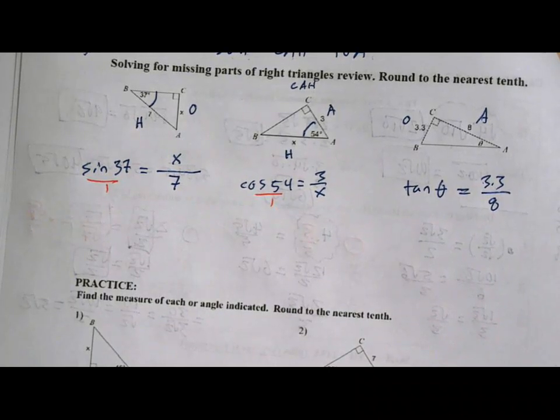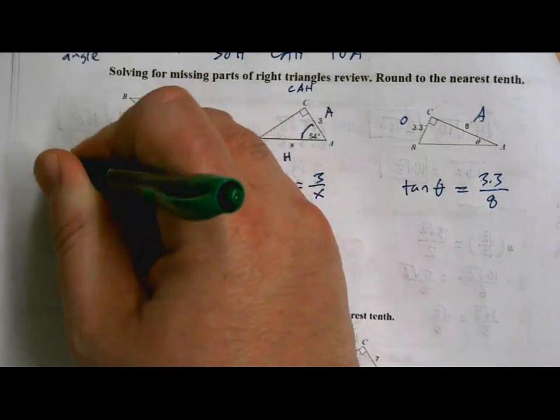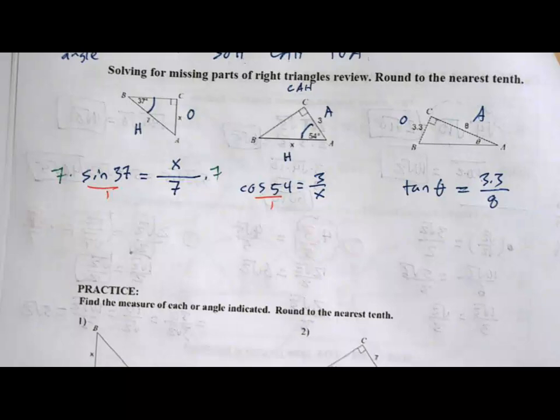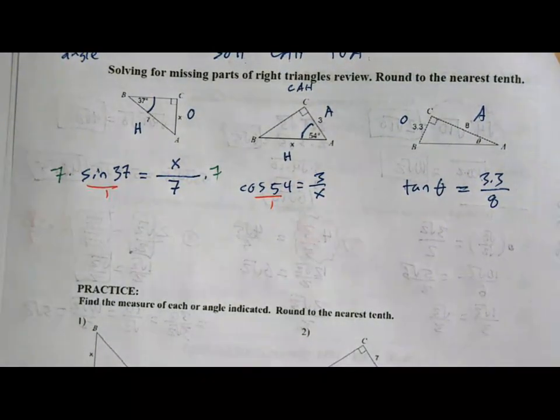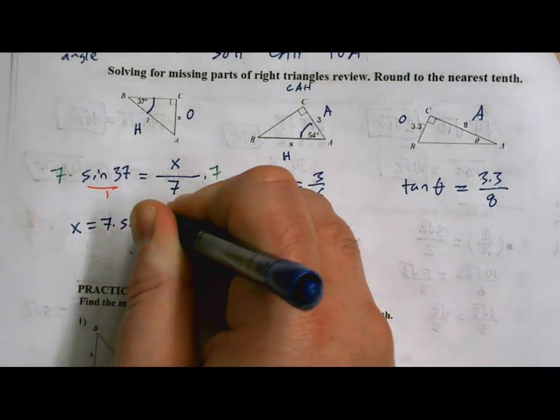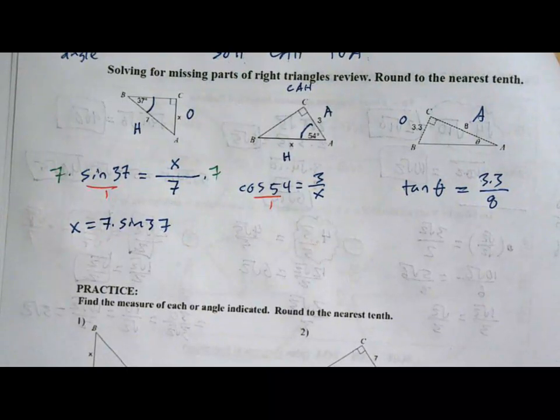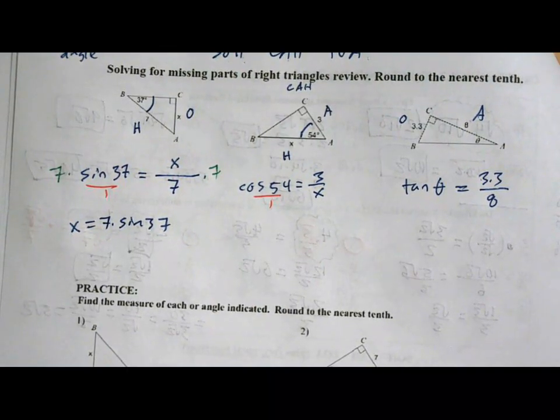There are some shortcuts. For example, if x is in the top, you can solve for x by just multiplying by what's in the bottom. So x would equal 7 times whatever the sine of 37 is. And I'm going to go ahead and type that into my calculator. Oh, what should I make sure to do before I type this into my calculator?